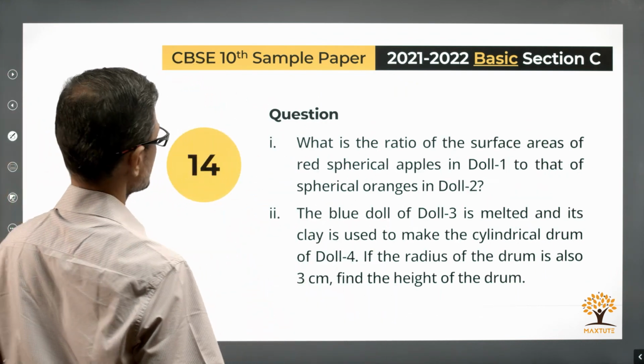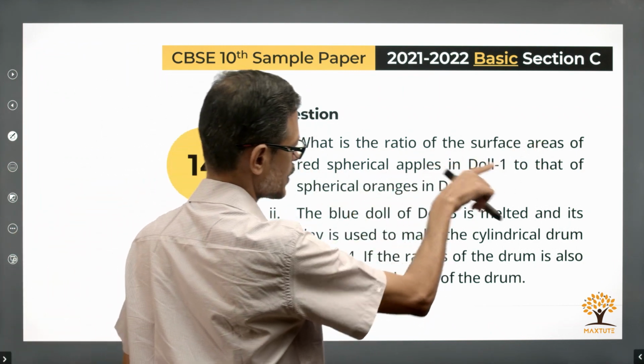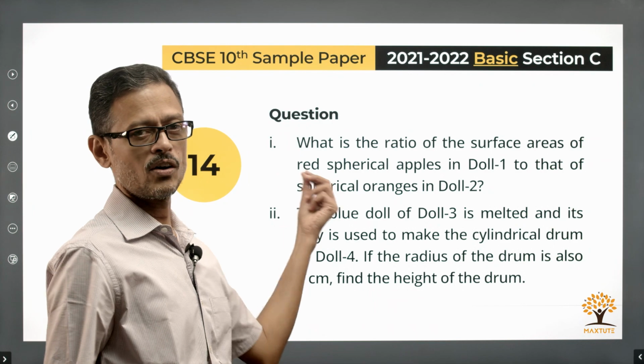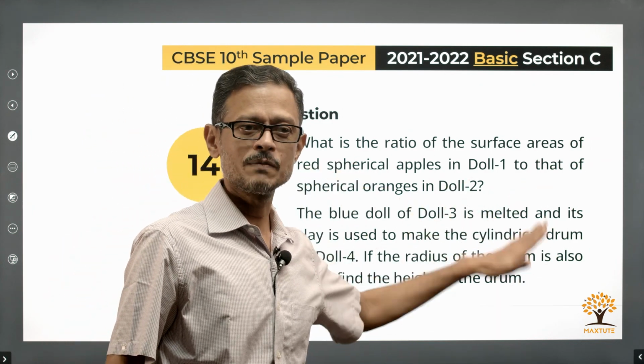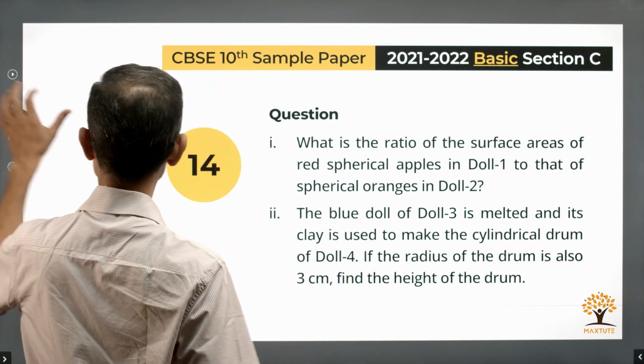The first part is, what is the ratio of the surface areas of the red spherical apples in doll 1 to that of the spherical oranges in doll 2? The second one pertains to doll 3 and 4. We'll look at it subsequently. We'll solve part 1 first, right?